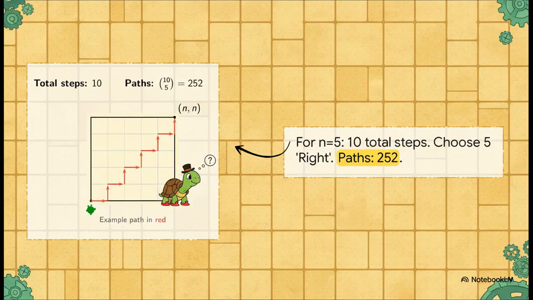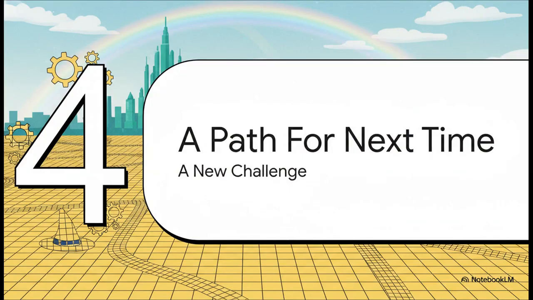I mean, that's just the beauty of it all, isn't it? This simple, elegant idea tames a problem that otherwise becomes completely, impossibly complex. So we've seen how just reframing a problem, turning a question about paths into one about choices, gives us this incredibly elegant solution.